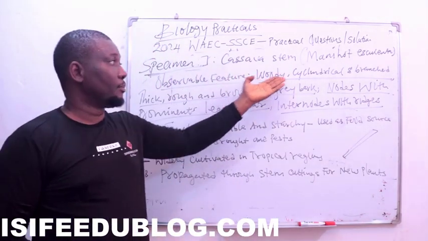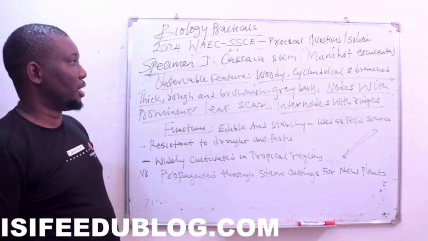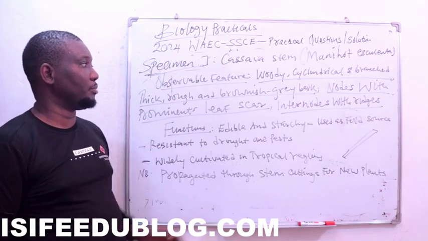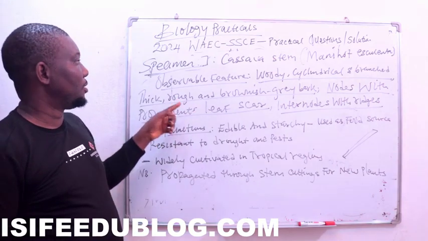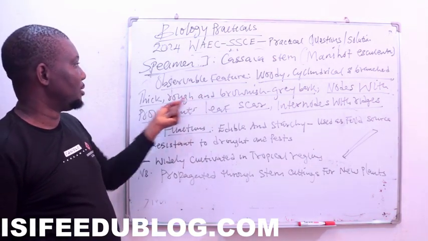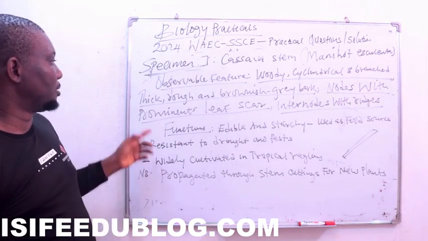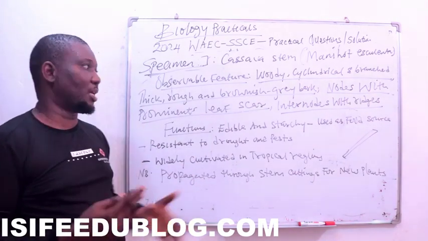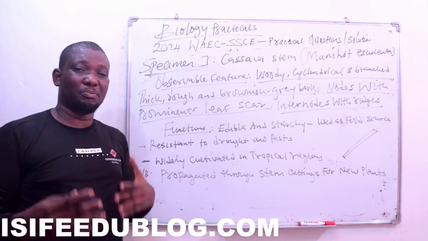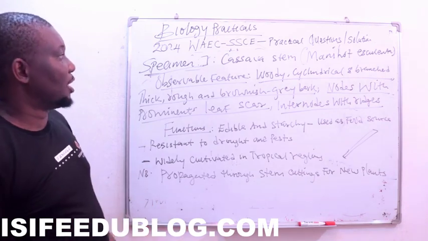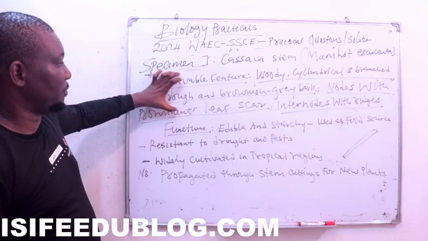It's woody, cylindrical, and branched. Branched, thick, rough, and brownish gray bark. See the color of that woody stem, brownish gray bark. Loaded with prominent leaf scars, some scars loaded with ridges. So these are the things you observe when you are observing that specimen. So these are the observable features.